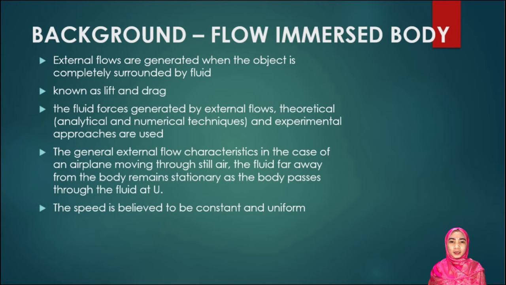Next, the general external flow characteristic in the case of an airplane moving through the air. The fluid far away from the body remains stationary as the body passes through the fluid at U. To make it easier, imagine a fluid moving past a stationary body at velocity U, also known as the upstream velocity. The speed is assumed to be constant and uniform.